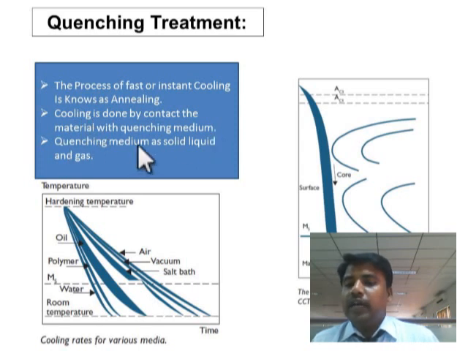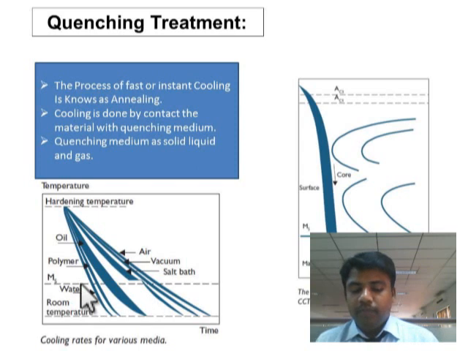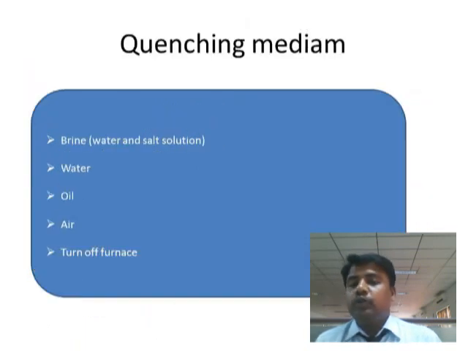A quenching medium can be a solid, liquid or gas. Here we can see different types of quenching medium: water, air, polymer, vacuum and salt bath. Water is the best quenching medium because it takes a very short duration of time. Next, types of quenching medium: brine, that is salt bath, water, oil, air, or the furnace itself is called a quenching medium.